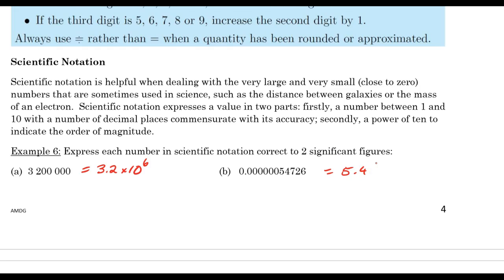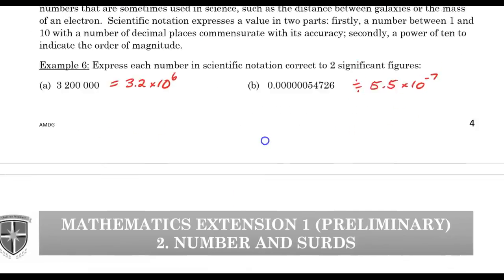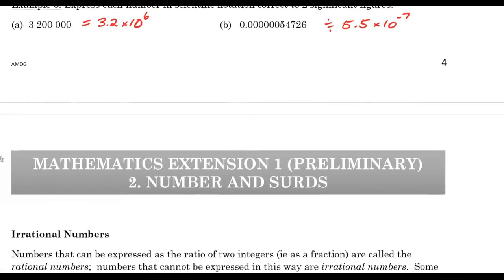Over here, this is going to be equal to 5.4. Oh, it says to two significant figures. Right, that's fine. It's going to be 5.5, because I've got to round it off. 5.5 times 10 to the power of, now 1, 2, 3, 4, 5, 6, 7. So 10 to the negative 7 in this case, because we're moving the decimal place to the right. And I should say approximately equal to there, because we've rounded it off. 5.5 times 10 to the negative 7. That's how we use scientific notation.